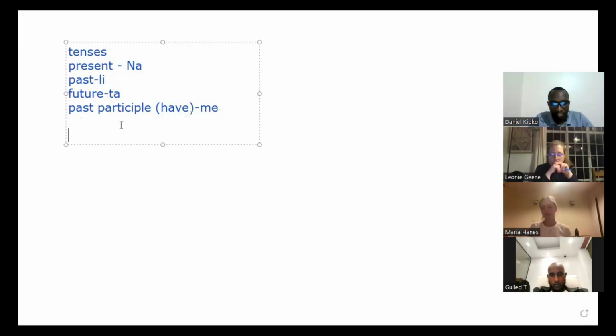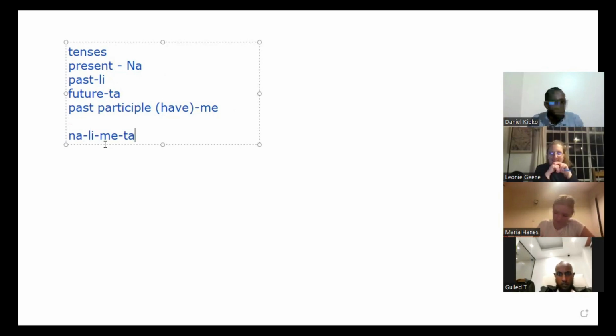I like arranging them like the airport in Japan. Nalimeta. Someone told me that the airport in Japan is called Nalime. I don't know. So nalimeta: present, past, and participle, something which has happened but not long ago.